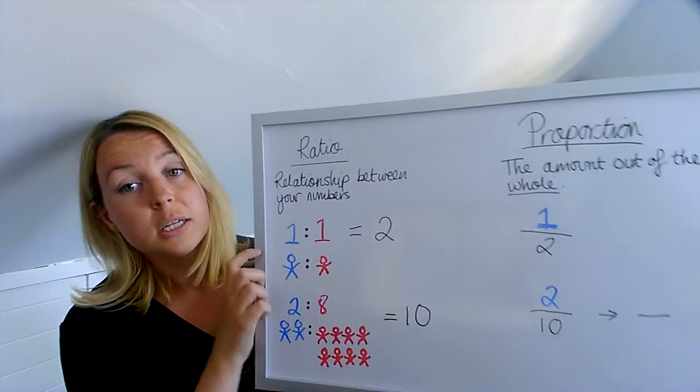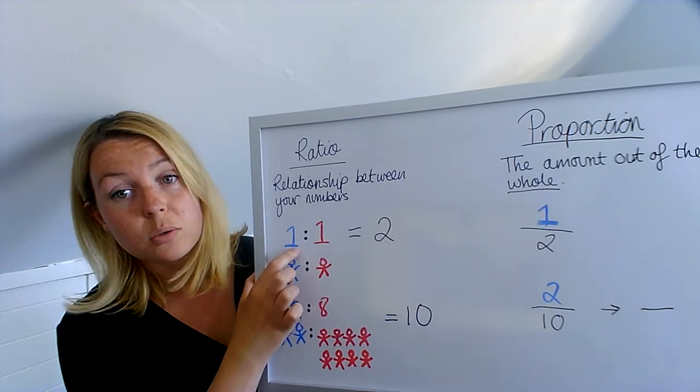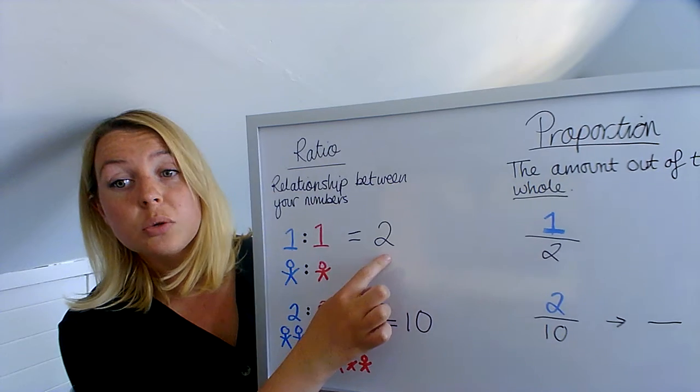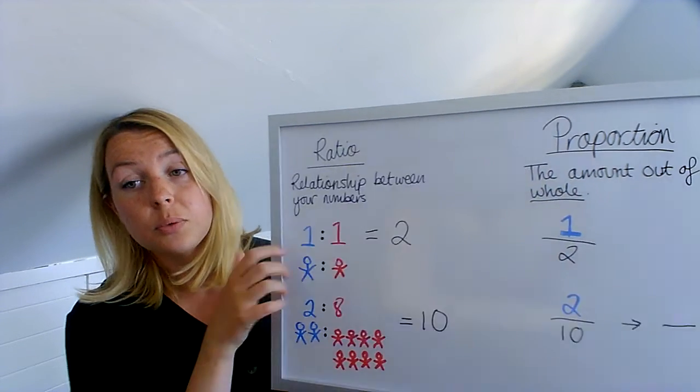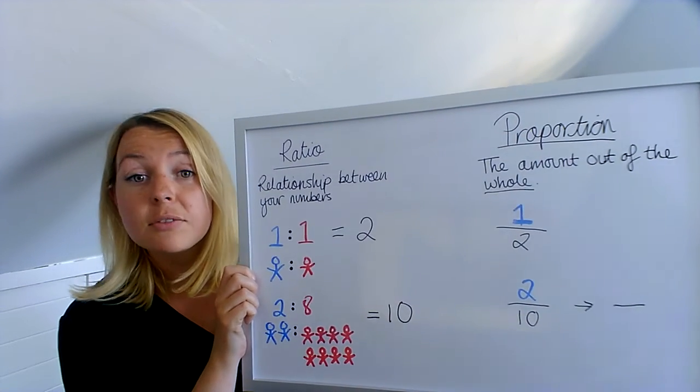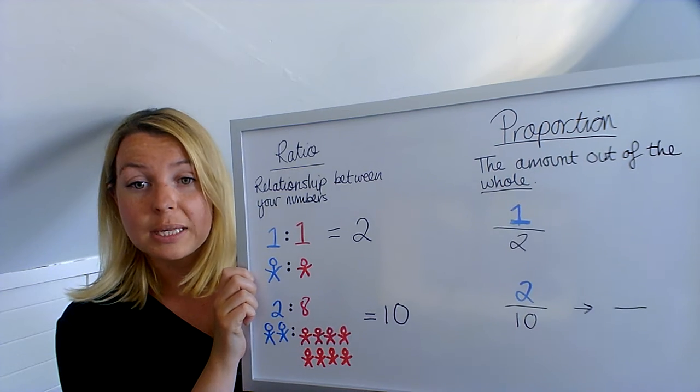So I'm going to show you here. So we've got 1 adult out of a total of 2 in the room, and we write that as a fraction, 1 out of 2. So that's why you're going to be using fractions in some of your questions this week.